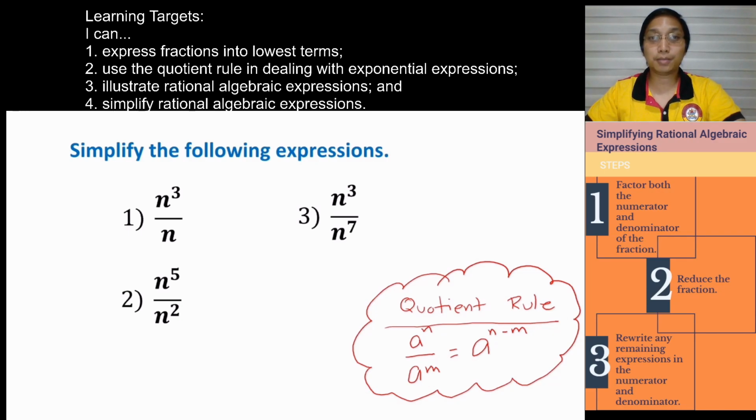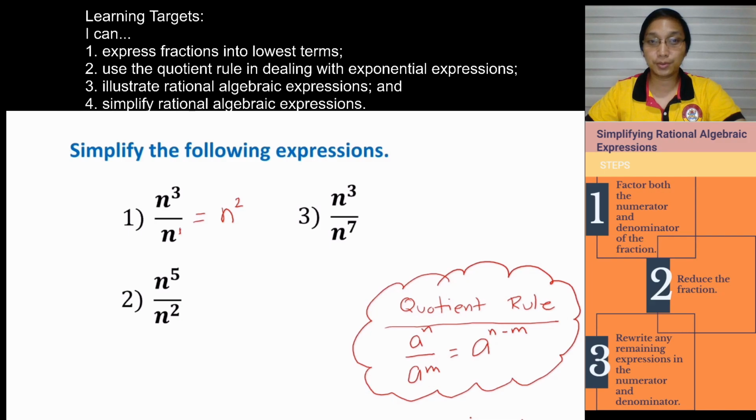In example number 1, we have n cubed over n. So we're just going to subtract the exponent. The exponent in the numerator is 3. The exponent in the denominator is the invisible 1. So subtract the exponent, 3 minus 1, we have 2. So this is the same as n raised to the second power.